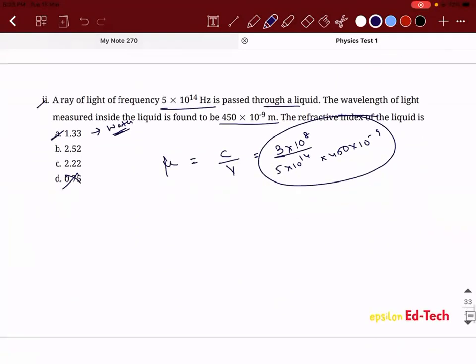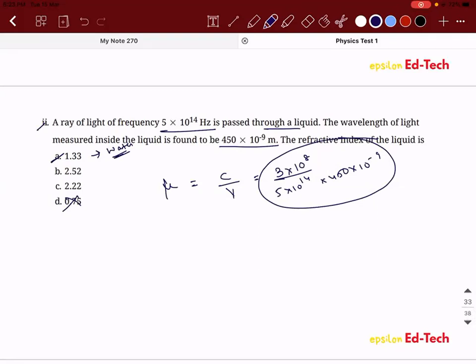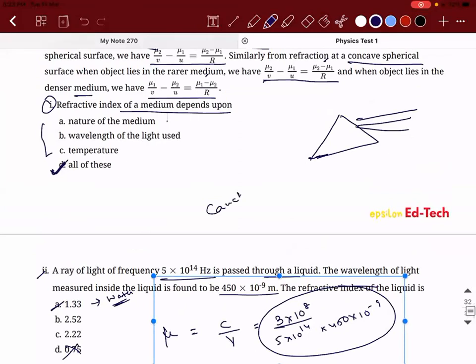Sir, due to the refractive index of a particular medium, the wavelength of the light will change. But then, depending on what wavelength you are using, there is something called Cauchy's equation, where you will have an equation like this: n equal to A plus B by lambda squared plus C by lambda to the power four. It is actually not a part of your syllabus.